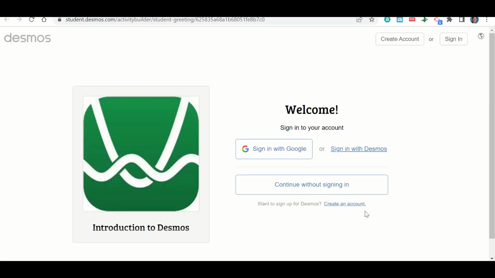Let's talk now about how to sign in to Desmos to complete your work. So what we're going to do is you're going to click on the link to go to the assignment, and it should take you to a page that looks kind of like this. And right here where it says sign in with Google, we're going to click there.